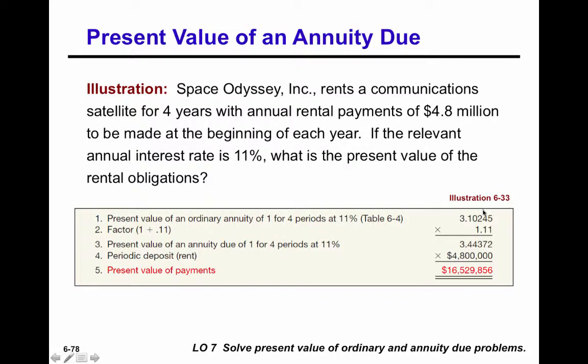So again, looking at the table and adding 1 to the table amount is one way to arrive at this 3.44372. The other way is to multiply the ordinary annuity factor by 1 plus the interest rate.